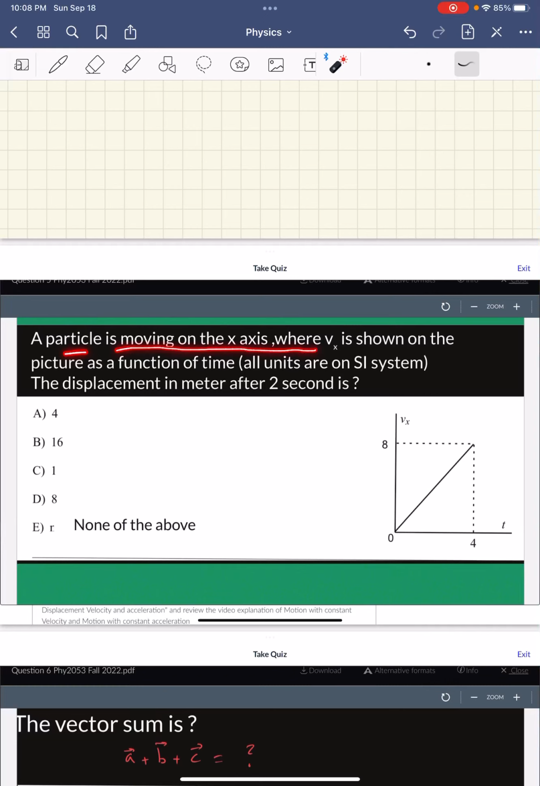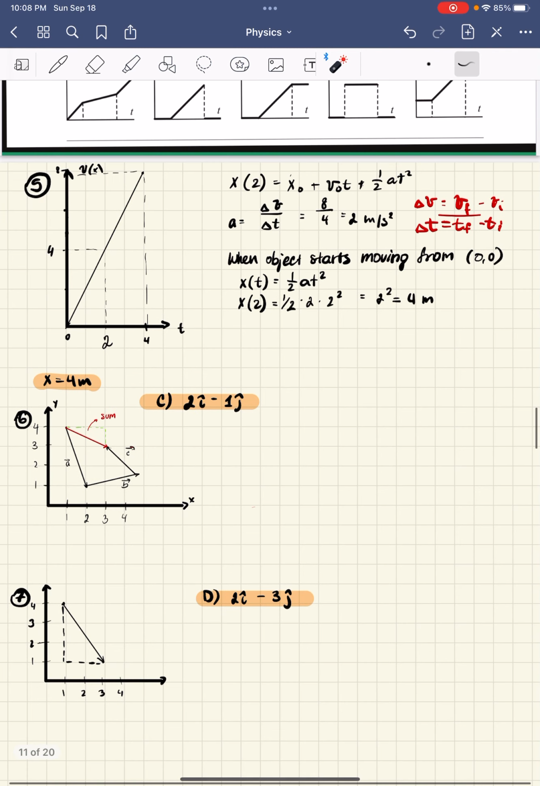An object is moving on the x-axis, where Vx is shown on the picture as a function of time. The displacement in meters after 2 seconds is... So let's see. We know the formula to find displacement.